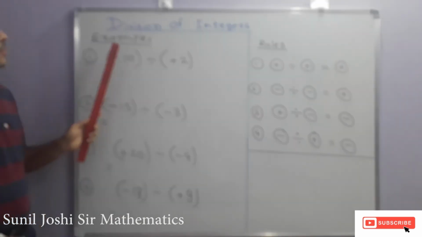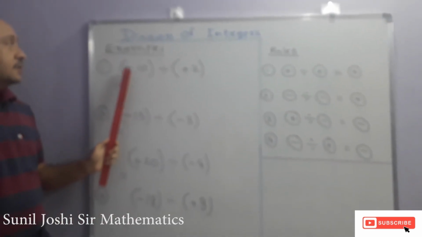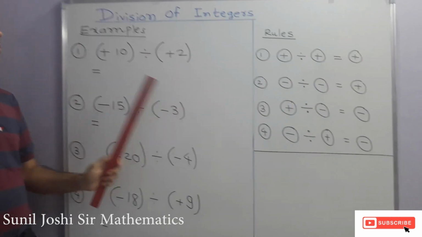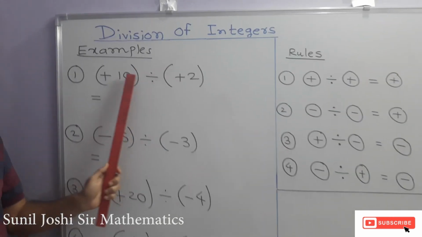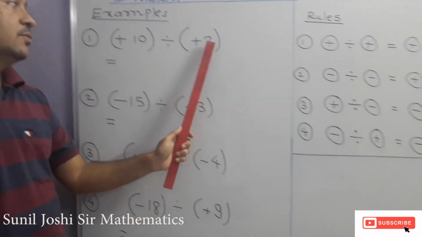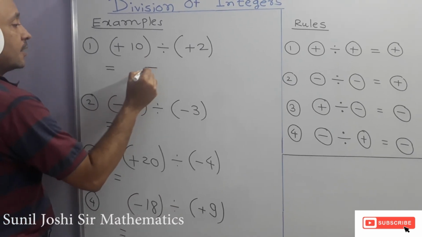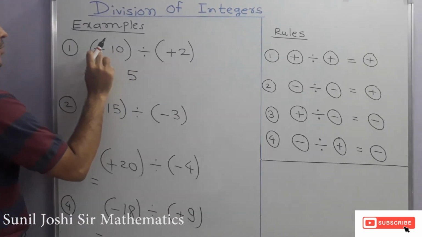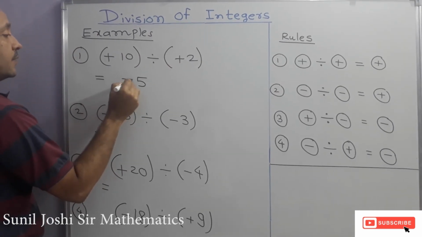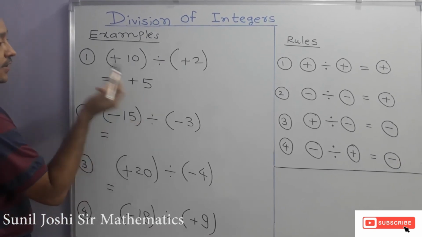Yes, so let us solve the examples based on division of integers. So see the first example, positive 10 is divided by positive 2. So what we are going to do first, that is 10 and 2 are the numbers. So let us divide 10 by 2. So we know that in the table of 2, 10 is there. That is 2 fives are 10. Then what about the signs? A positive number is divided by a positive number. The answer is positive. So the answer of this is positive 5.